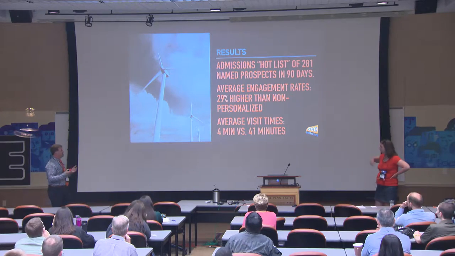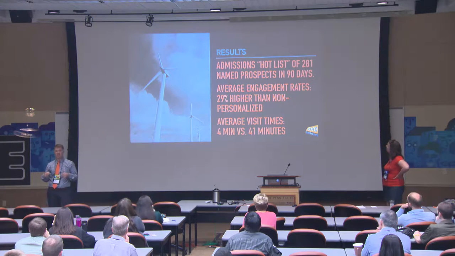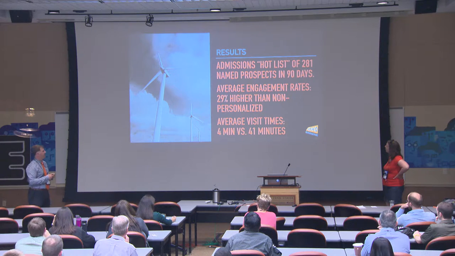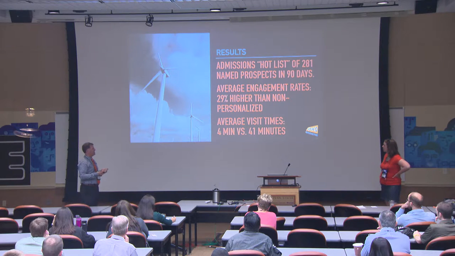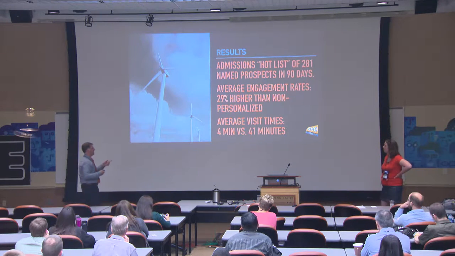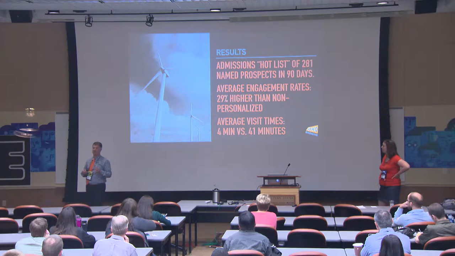So the results so far: in 90 days, we were able to get 281 named people on the site that we can actually track and show what's going on, so that we can hand those things over to the admissions folks to figure out. What we've been seeing is also engagement rates 29% higher than non-personalized. People spend a lot more time. Average visit times globally are 4 minutes for the site. For folks getting a personalized experience in those segments, it's 41 minutes in terms of their engagement. So they're having a lot more engagement.